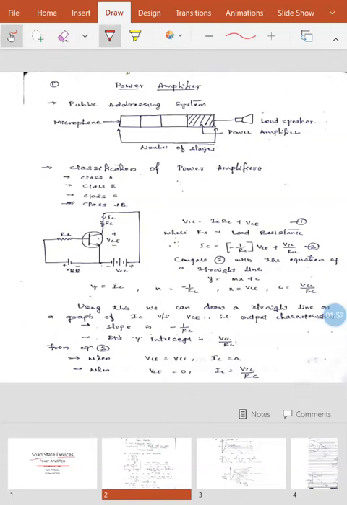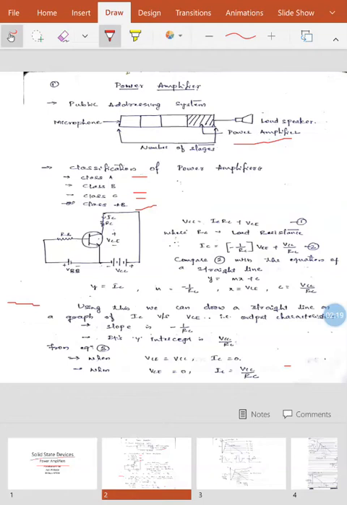So in this case, the power amplifier, we can classify the power amplifier into 4 classes: class A, class B, class C and class AB. Okay? So what are these classes? Let us see. But before going for that, let us have a small revision on the basics which you have already learned in the class.